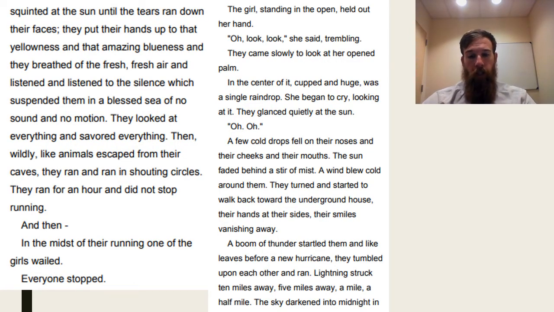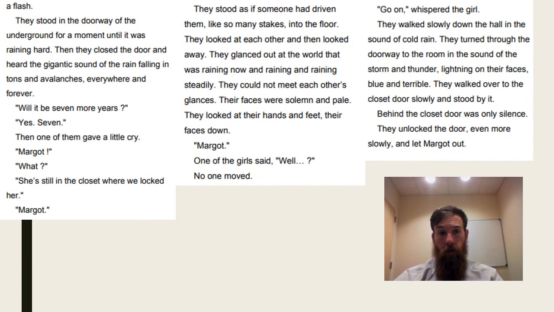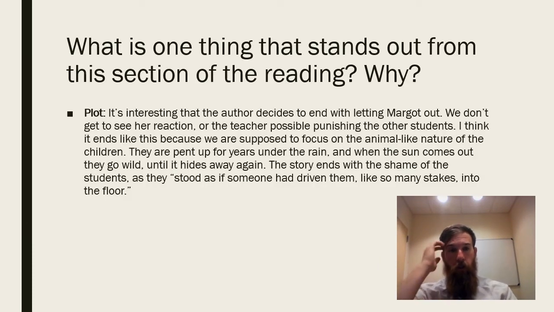And here we have the rain starting to come back. The sun's about to go away, and then we get the end of the story where they let Margot out. So for the ending, I commented on the last two parts. So plot, I thought that the way the story ended was interesting. It ends with letting Margot out.